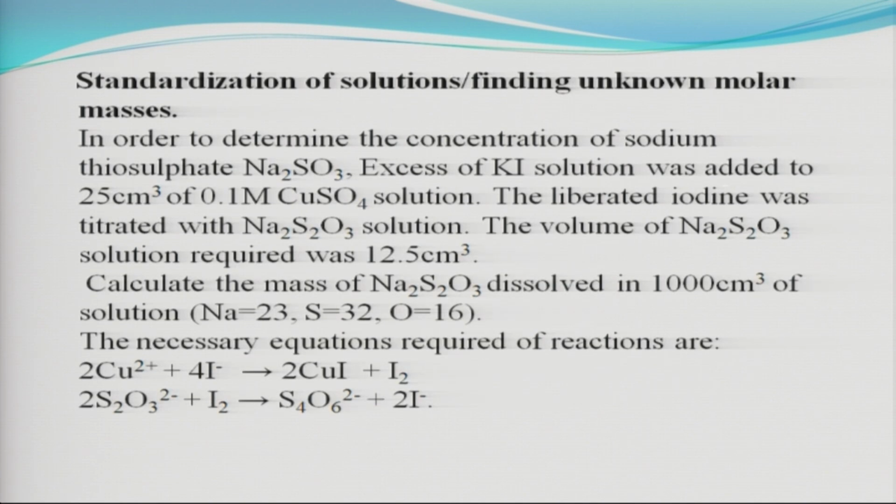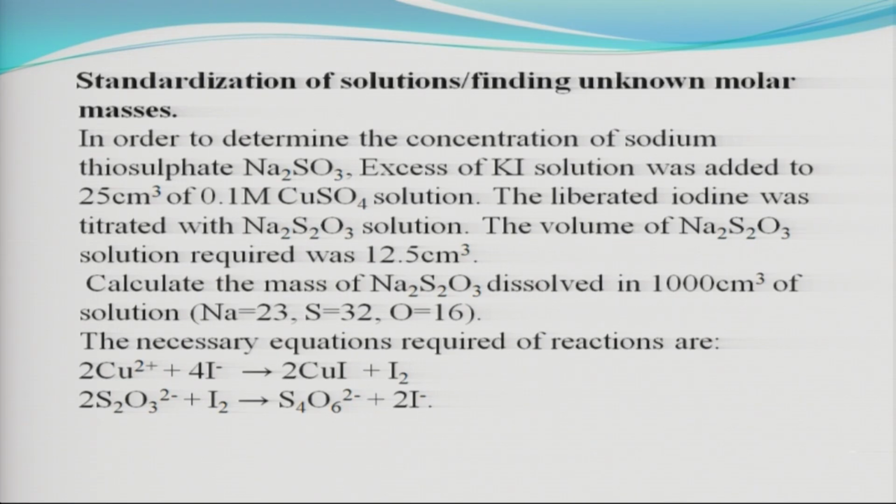So let's just continue. We are going to look at an example. As you've seen, one of the objectives of our lesson today is that we are involving calculations in this type of titration. As you've seen, we have excess potassium iodide, which makes it a back titration.